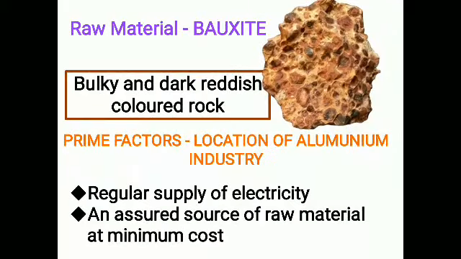To set up an industry, we know there are various factors. Apart from the various factors, there are 2 major primary factors for the location of the aluminium industry. What are the 2 major factors? Regular supply of electricity and an assured source of raw material at minimum cost. So these are the 2 factors for the location of the aluminium industry.